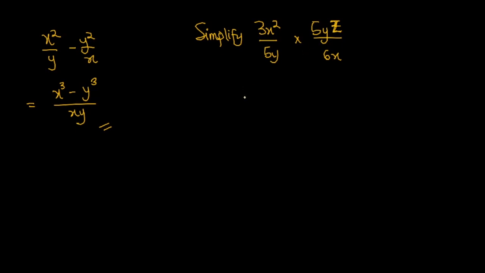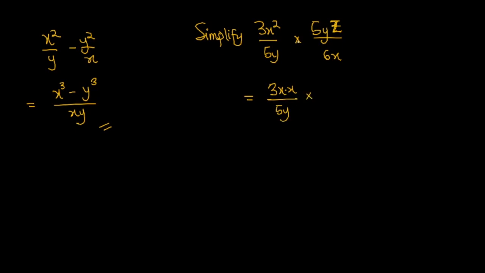Let me rewrite this expression in a way that is easier for us to cancel or nullify some terms. So I have 3x squared over here. I can write that as 3x multiplied by x. Okay, 3x multiplied by x on 5y.